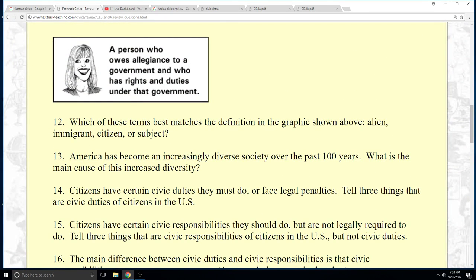So this one owes allegiance to the government. Like right there, that's the only part you need to even care about is saying allegiance, loyalty. So is it alien, immigrant, citizen, or subject? Subject makes no sense. I don't know why somebody would put that. Is it citizen, immigrant, alien, which one?